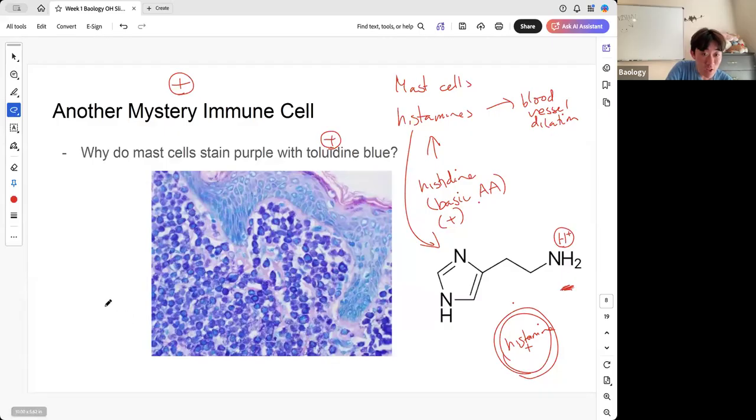In this case, the granules have heparin, which is another molecule. And I guess heparin is acidic, or negatively charged. And then the toluidine blue dye, which, if you remember, is positively charged, is attracted to this negatively charged heparin. So this is the answer to the question, why do mast cells stain purple with toluidine blue? It is being attracted to this heparin, but also being repelled by this histamine.